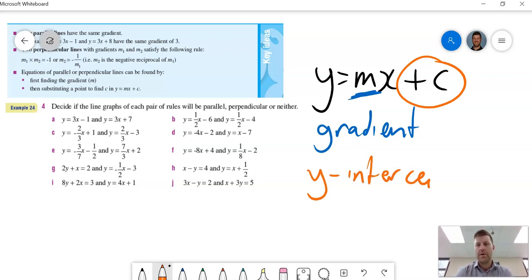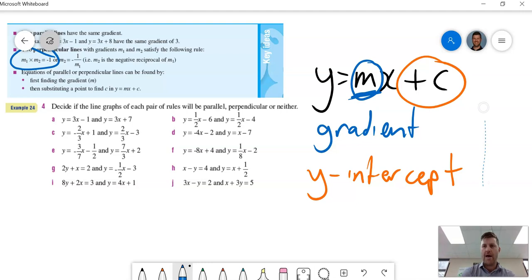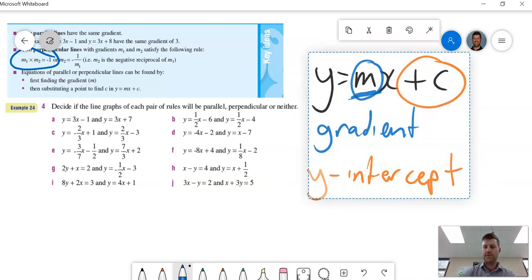Essentially, if we're looking at two equations and the value of m is the same in both, then they'll be parallel, because parallel lines have the same gradient. Whereas if I multiply the gradients of two equations together and they equal -1, like that second dot point, then those lines will be perpendicular.